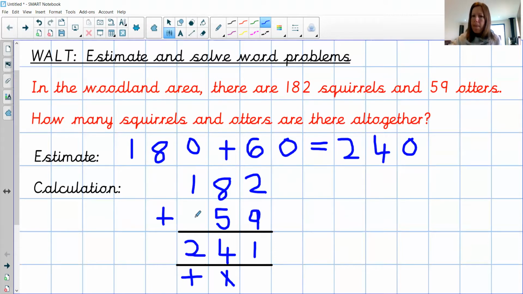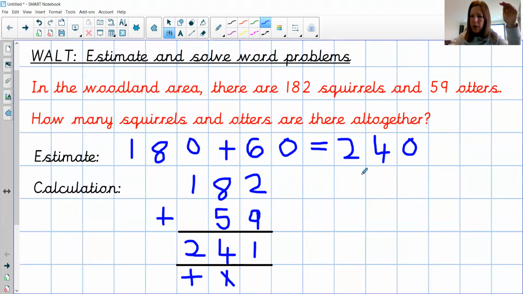Now, if we look back, our estimate was about 240. We can't get much closer than that, can we? So we should now feel fairly confident that we've got the right answer because we've worked it through step by step. We've checked it against our estimate just to make sure it's about what we were expecting. So that is a good mark of where we've got to and whether we think we've got the right answer or not.